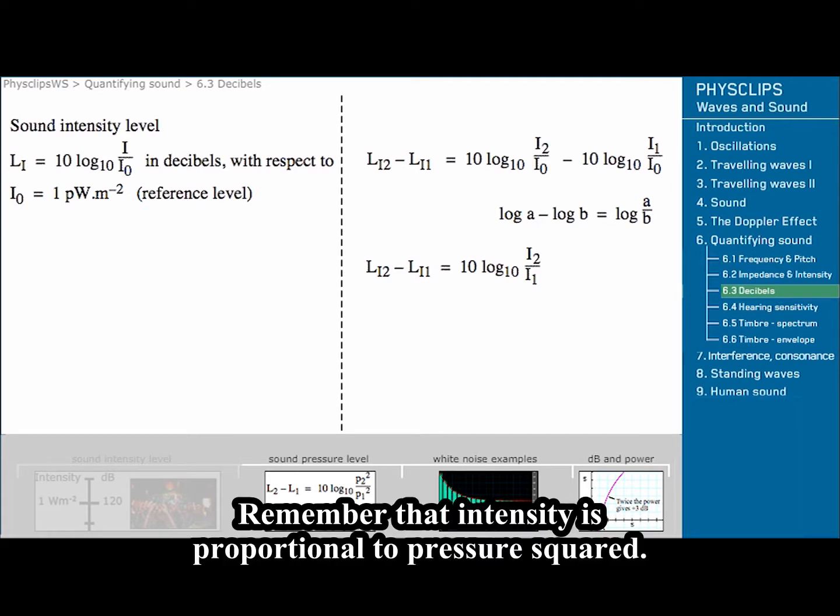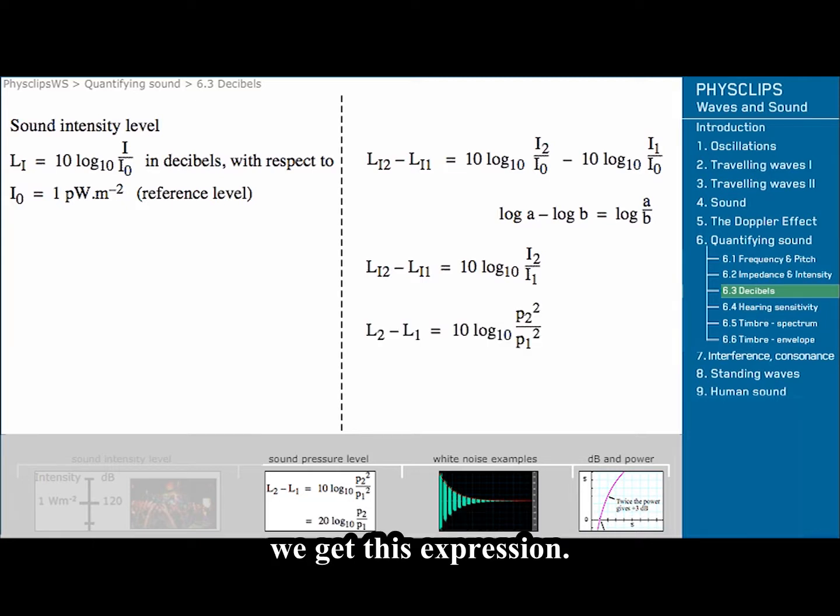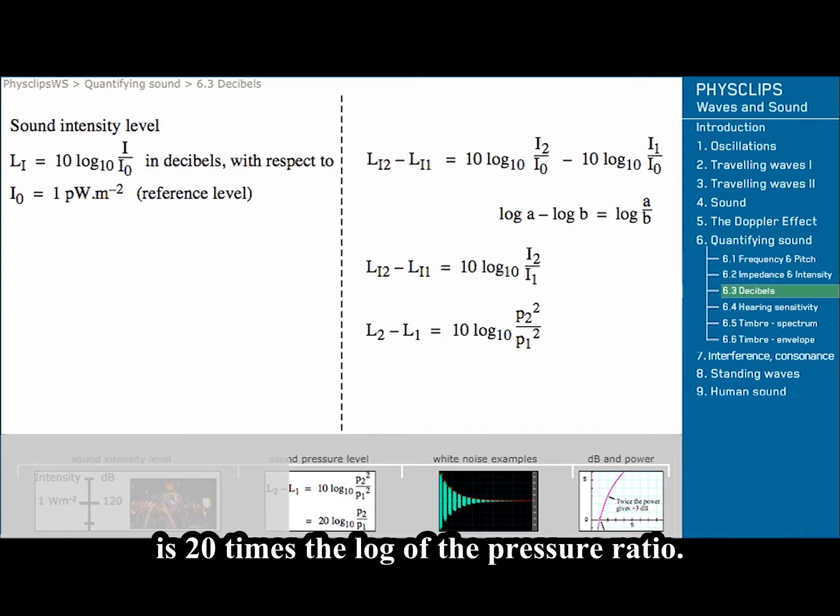Remember that intensity is proportional to pressure squared. So, if we substitute for intensity in terms of pressure, we get this expression. Now, log of A squared is 2 log A. So we see that the difference in level is 20 times the log of the pressure ratio.